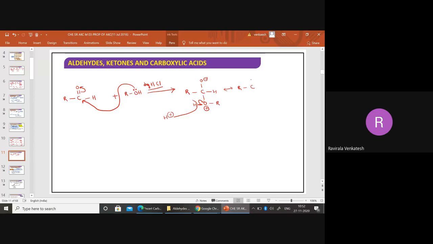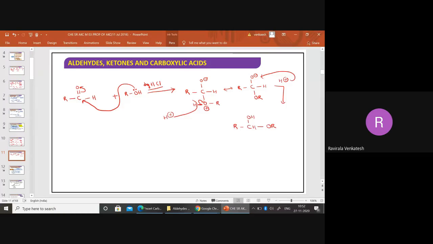RCO minus, hydrogen, OR. After that, what happened? This H plus you can add here. So we are going to get actually R, C, OH, and H I am writing here, and OR I am writing.